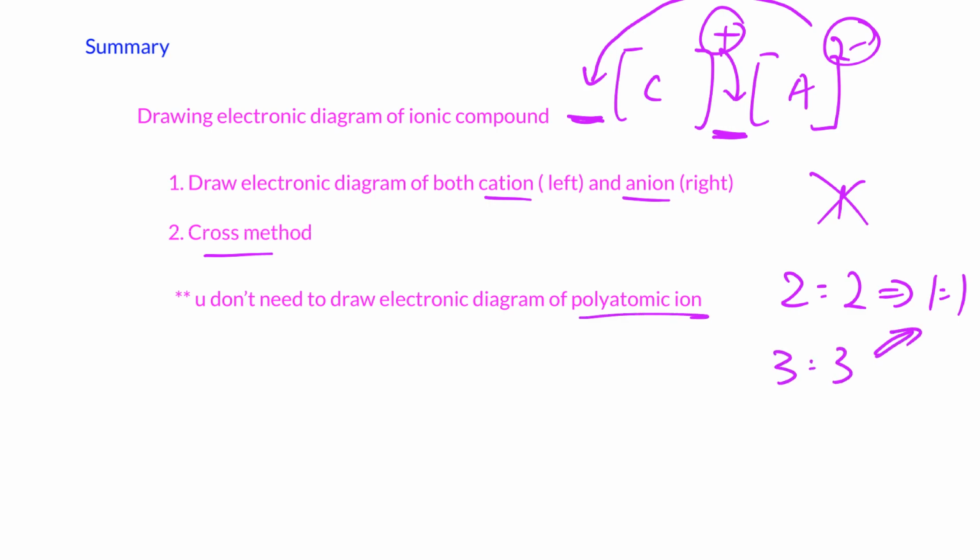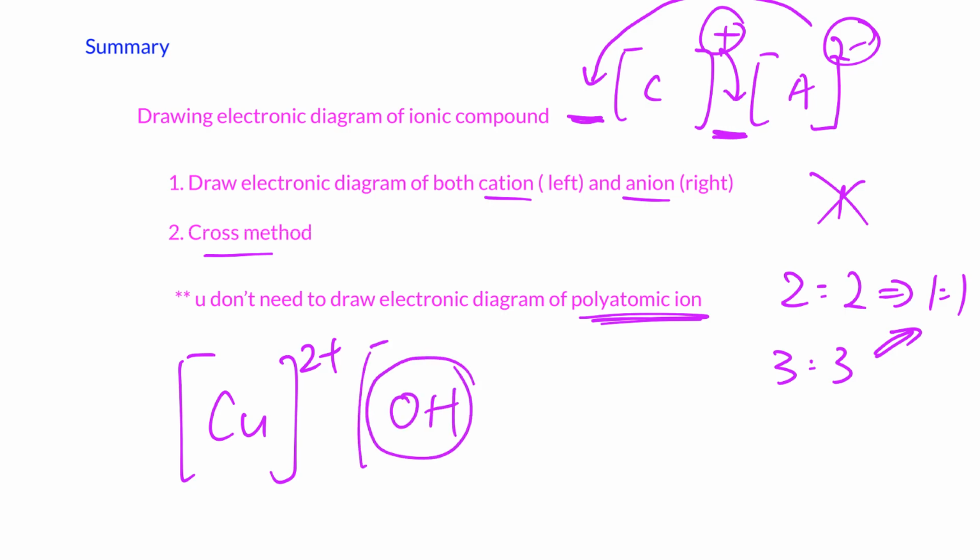So do remember, you don't need to draw polyatomic ions. That means you won't draw something like Cu2 plus and then OH minus. We don't have things like this. Because OH is 2 atoms, you can't have one circle to circle all the things in it. This one must be wrong and you don't need to draw it.